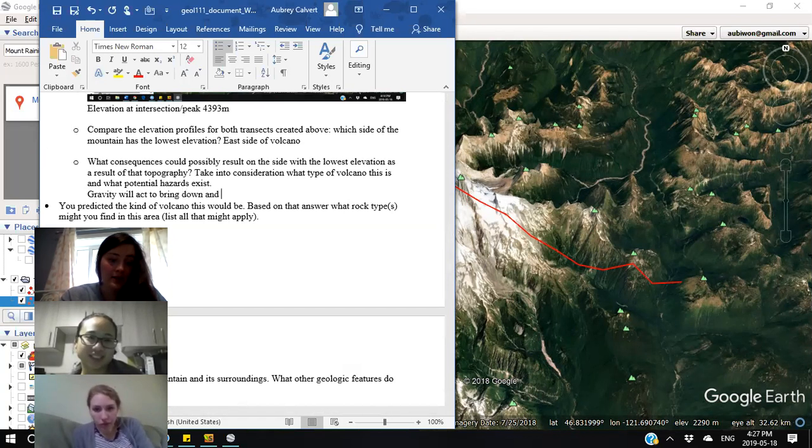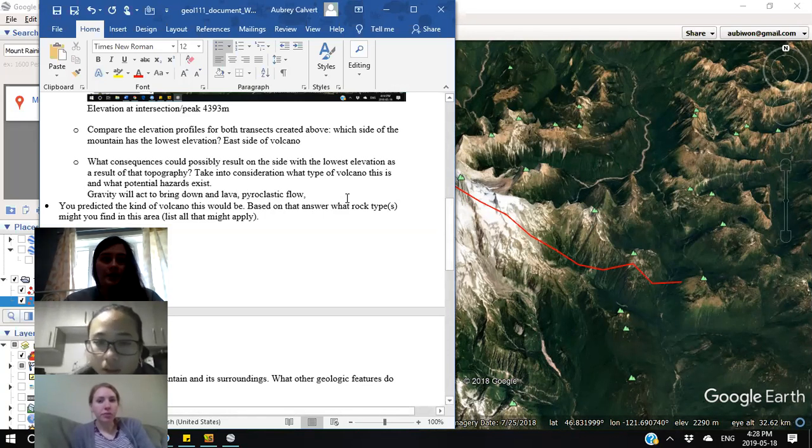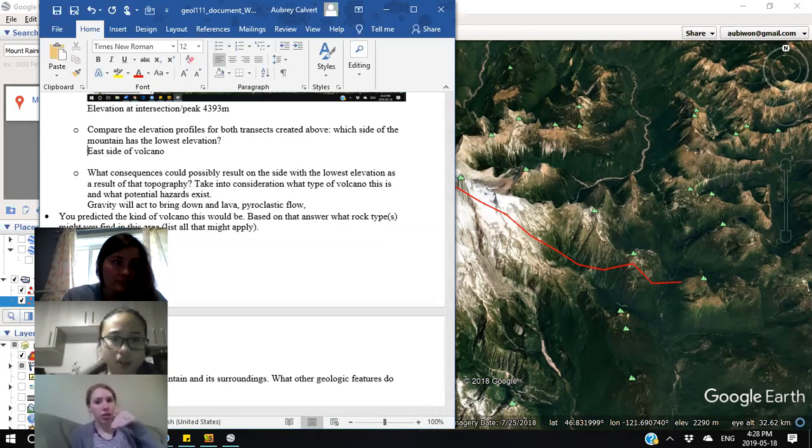Bring down any lava, pyroclastic flow. Pyroclastic flow. It's probably going to be more if one side is lower elevation than the other one.